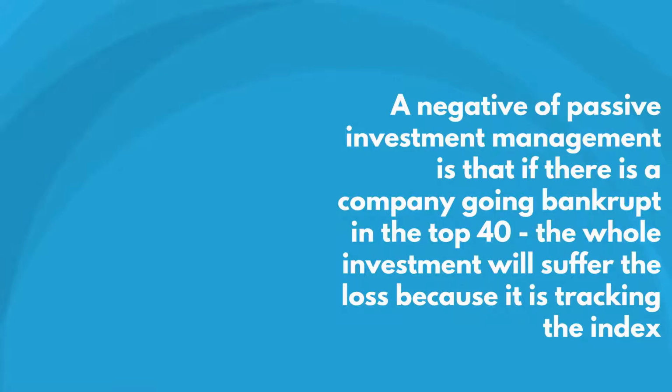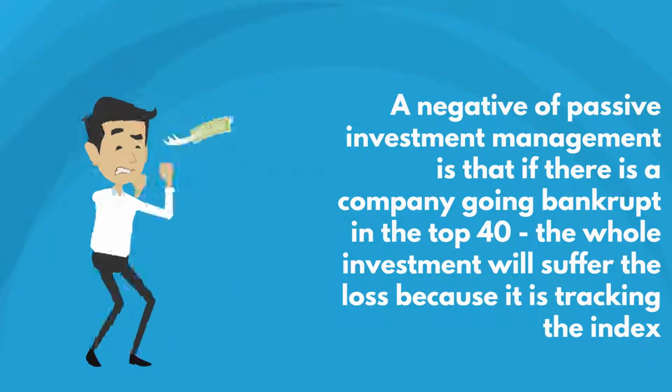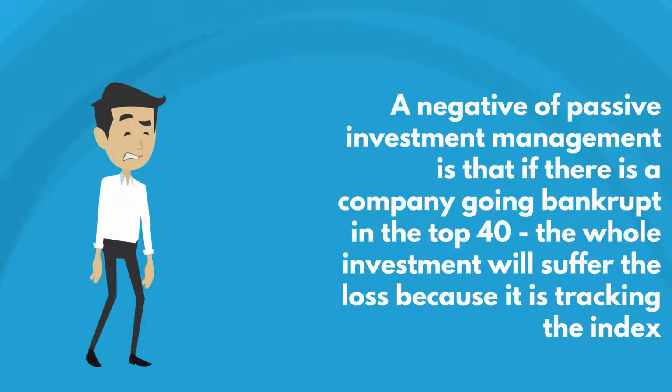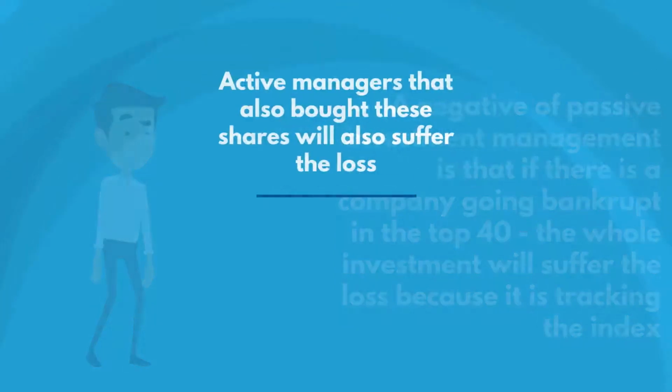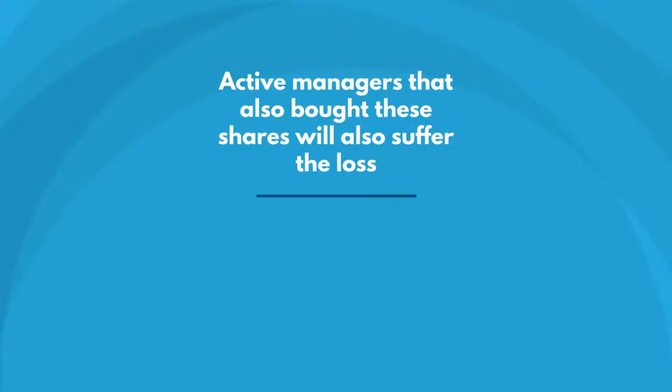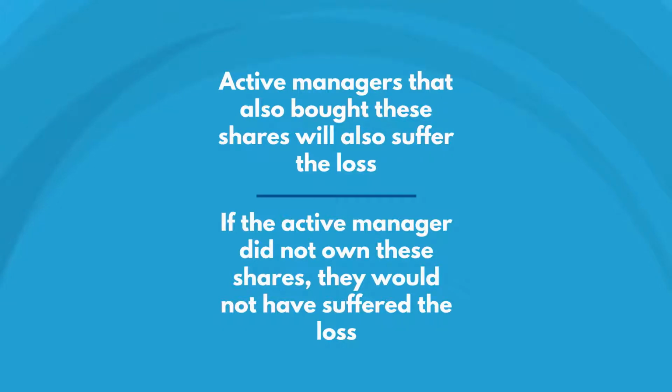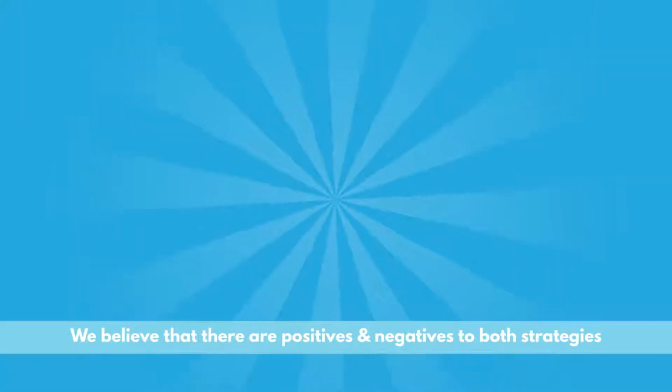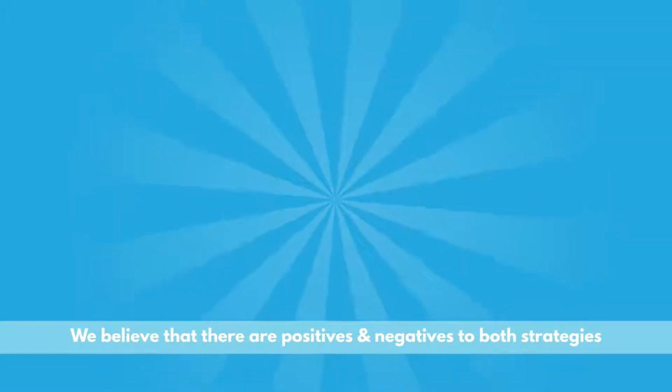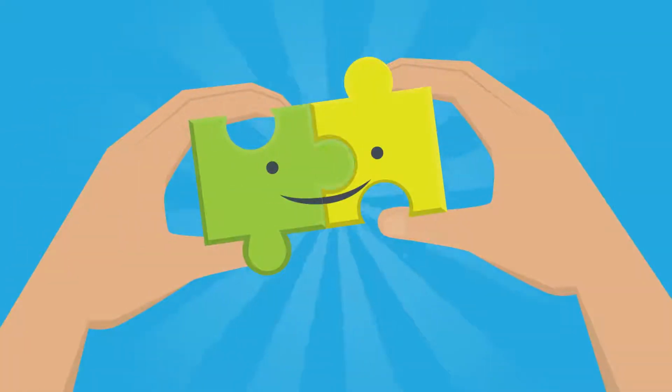A negative of the passive investment strategy is that if, for example, there is a company that is busy going bankrupt in the top 40, the whole investment will suffer the loss because it is tracking the index. Obviously, active managers that also bought these shares will also suffer the loss, whereas if the active manager did not own these shares, they would not have suffered the loss. We believe that there are positives and negatives to both investment strategies, and that a combination of both should be used to benefit the member most.